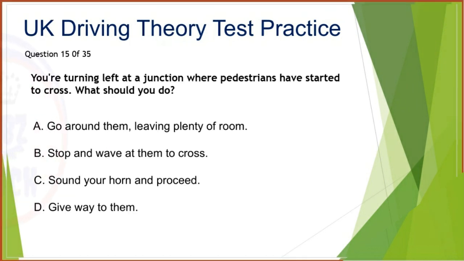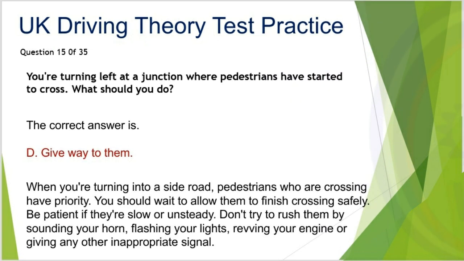Question 15 of 35. You're turning left at a junction where pedestrians have started to cross. What should you do? A. Go around them, leaving plenty of room. B. Stop and wave at them to cross. C. Sound your horn and proceed. D. Give way to them. The correct answer is D.